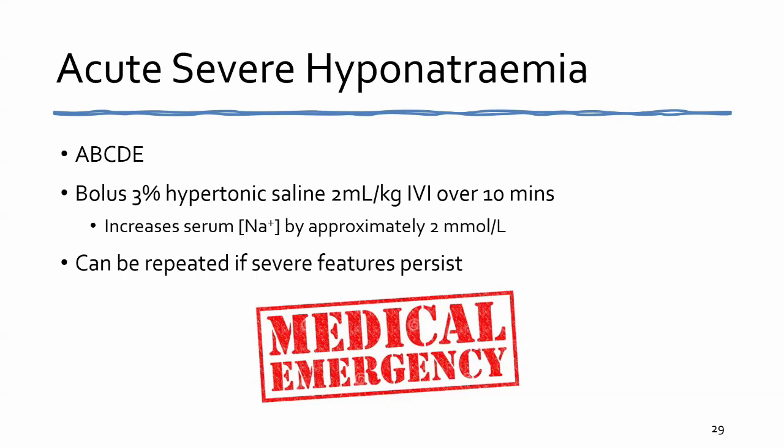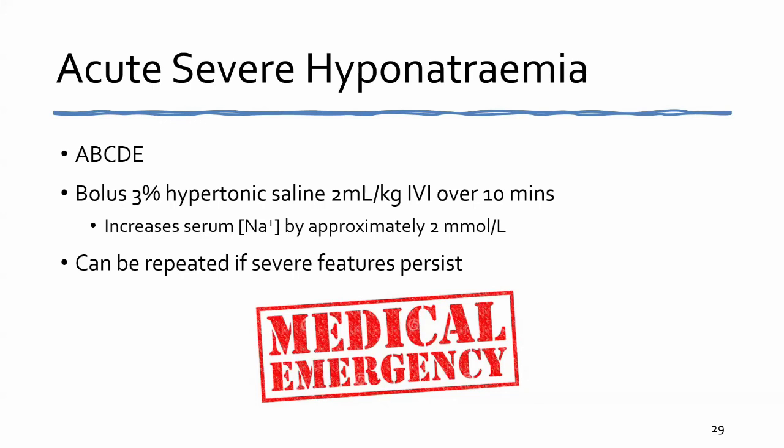So we will bolus these patients with, in this case, the example that I've used, 3% hypertonic saline. We can give them a 2 mL per kg bolus over 10 minutes, and this should increase the serum sodium concentration by approximately 2 millimoles per liter. We don't have to use 3%. We can also use 5% hypertonic saline. We can also use sodium bicarbonate. Remember, we get 4% and 8%. This can be repeated again if the severe features persist.